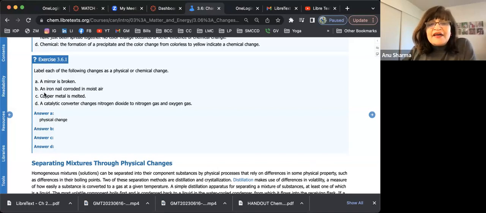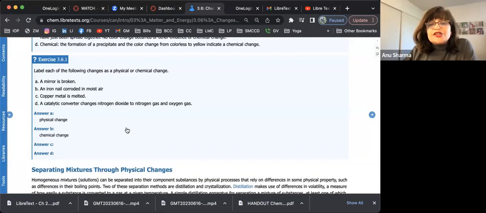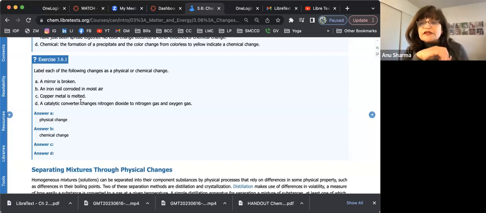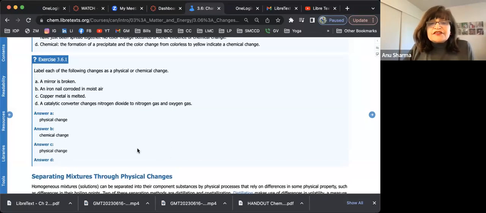Okay, an iron nail corroded in moist air. Now corrosion means the iron in the air is rusting, producing a new substance. So this is a chemical change. Next is a copper metal is melted. Anytime something is melting, freezing, boiling, or vaporizing, all these are temporary changes. These are physical changes. So melting of copper is a physical change.